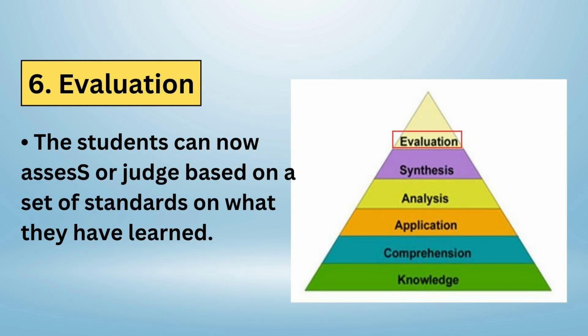6. Evaluation. It is the highest among all levels of thinking of Bloom's taxonomy. It's because in this level, the students can now assess or judge based on a set of standards what they have learned. Meaning, the students will be able to justify, judge, rate, or assess his or her learnings or knowledge because they are in the higher levels of thinking skills of Bloom's taxonomy.